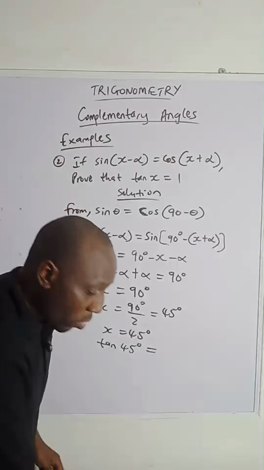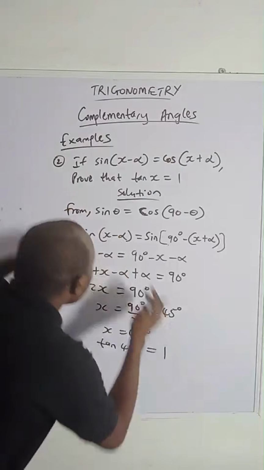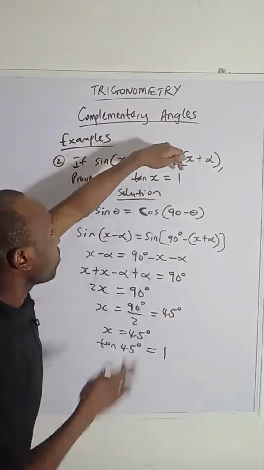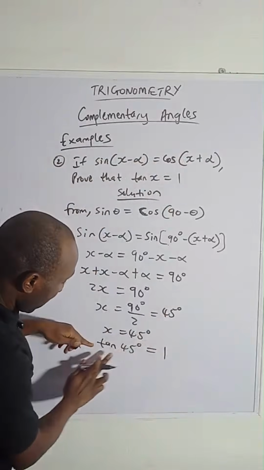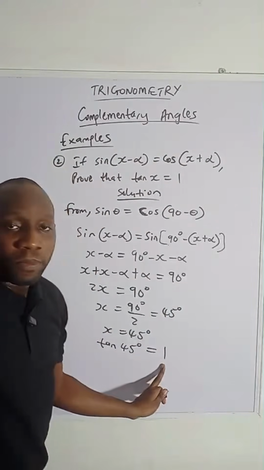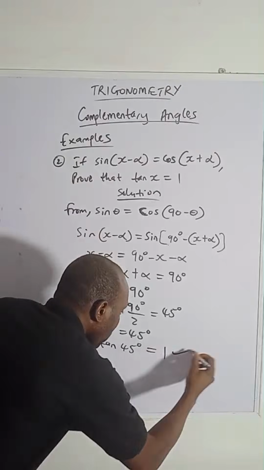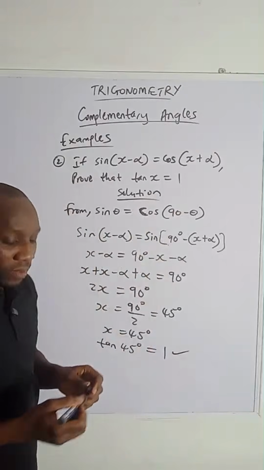Tan 45 degrees is equal to 1. So we have just proven that tan x is equal to 1. Since x is 45, therefore tan 45 is equal to 1. All right? So this has been proven.